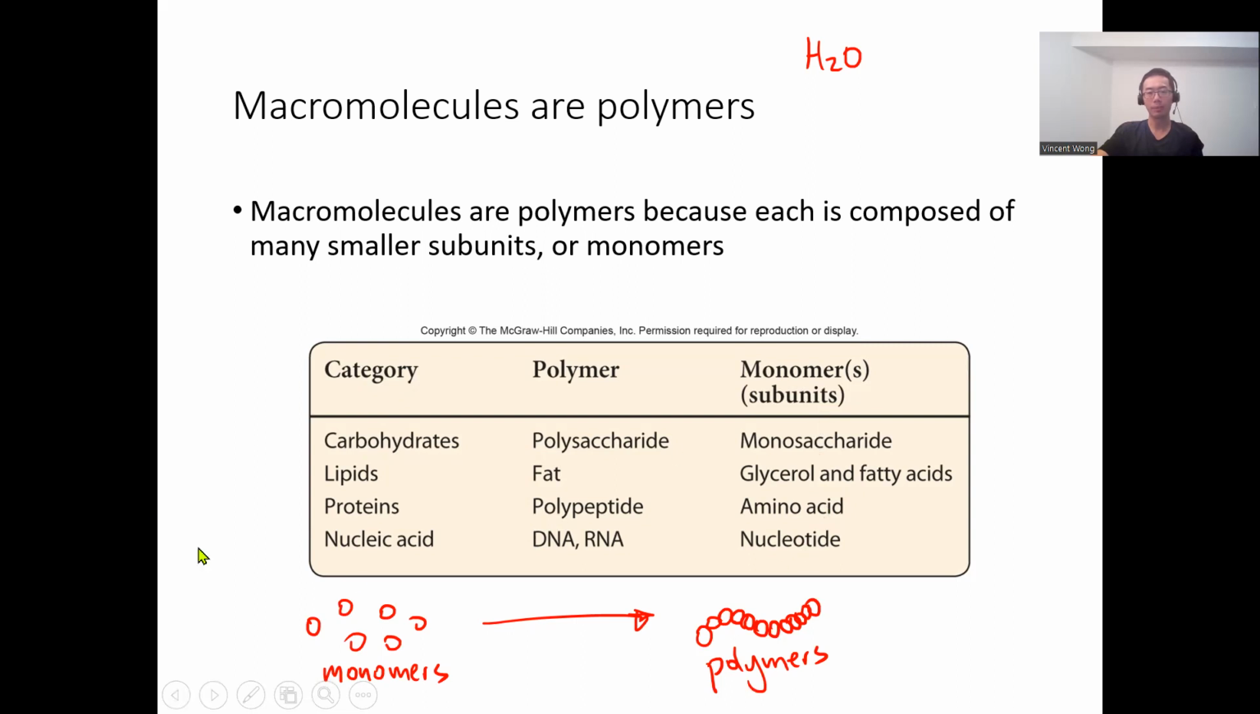Don't worry about memorizing the chart here for now. We will go into more detail of each type as we progress through the class. But right now, just understand a macromolecule is this long chain of subunits, and it forms a polymer.